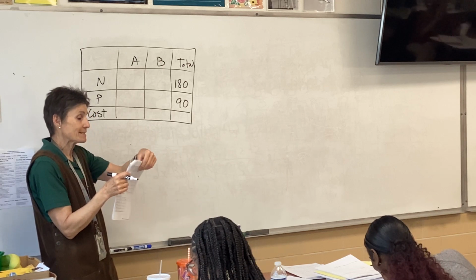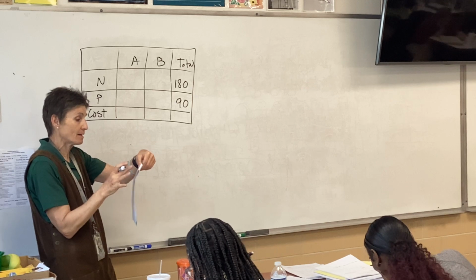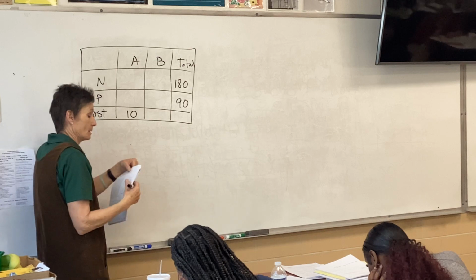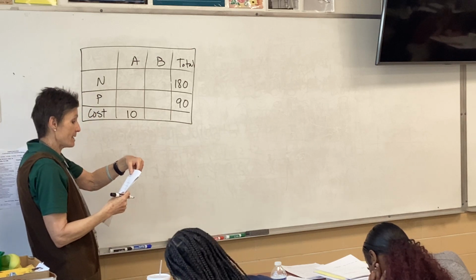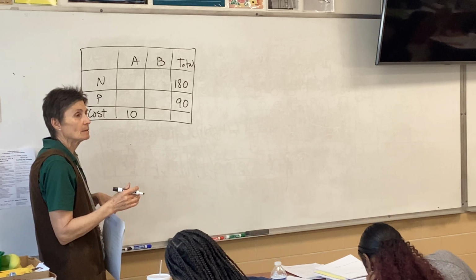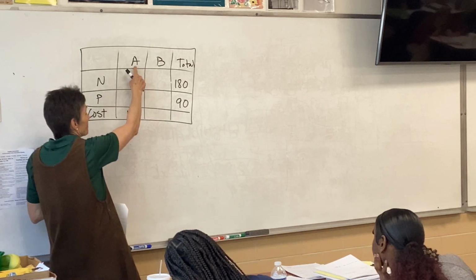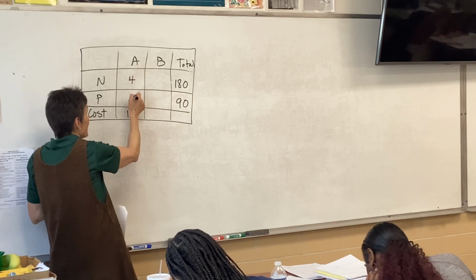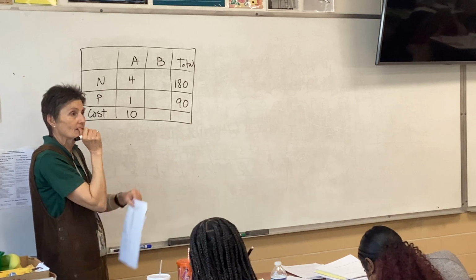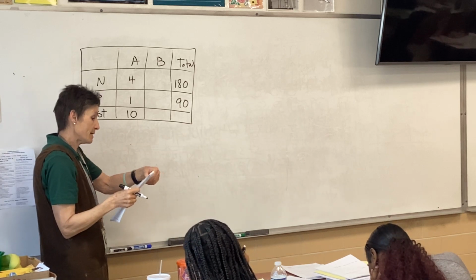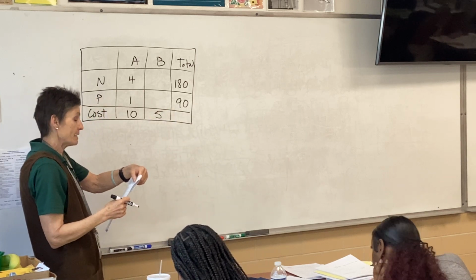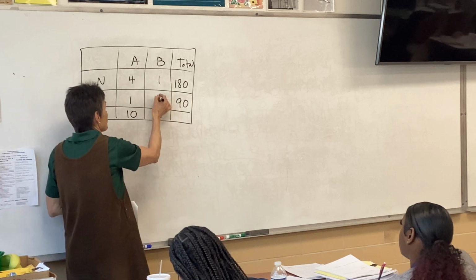Brand A costs $10 a bag. Where does the $10 go? The cost of A. Brand A has 4 units of N and 1 unit of P. So brand A has 4 units of N and 1 of P. Do my positions there make sense to you? B costs $5 a bag and has 1 unit of each nutrient.